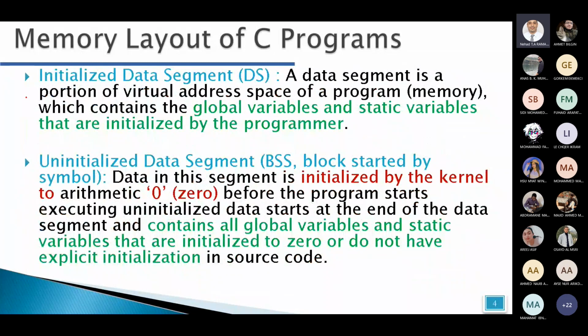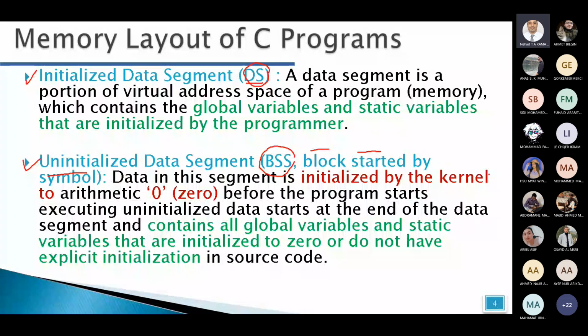We have two types of data segment. The initialized data segment, short name DS, and the uninitialized data segment, short name BSS. BSS comes from block started by symbol. Don't ask me why they named it like this, it doesn't matter. It's named BSS. You don't need to memorize all this name, just BSS. Uninitialized data segment. What's the difference?